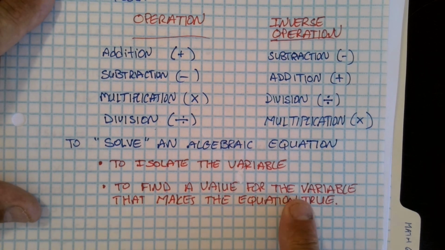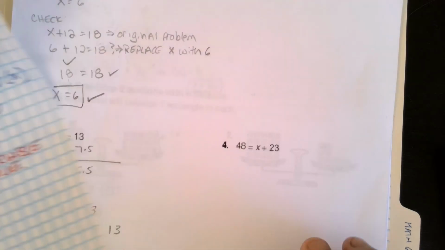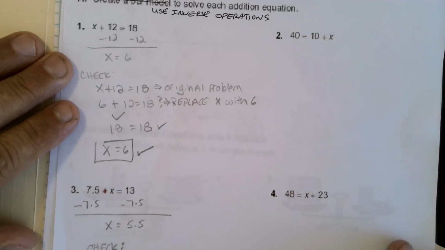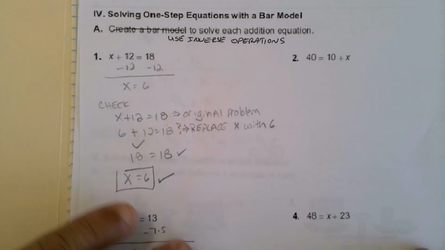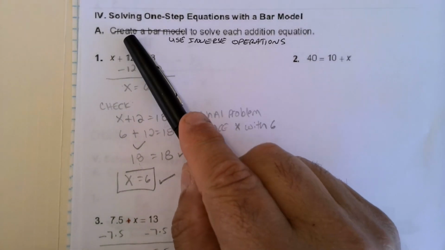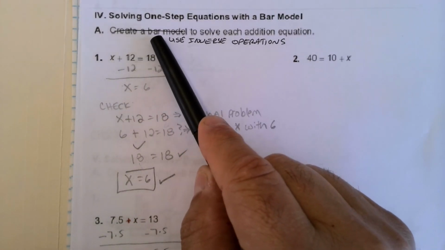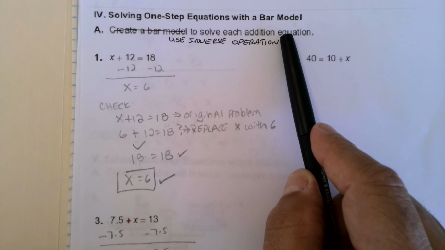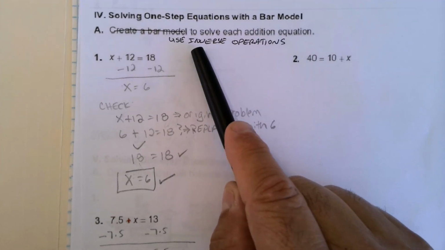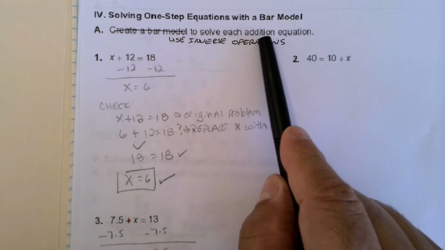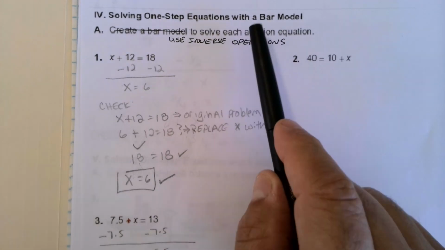To find a value for the variable that makes the equation true. Okay, so let's go to our math here. Now, go ahead and cross off. It says create a bar model to solve each addition equation, but I'm going to say use inverse operations to solve each addition equation. Okay, so here's how we do it.